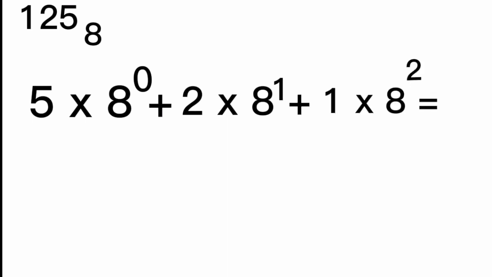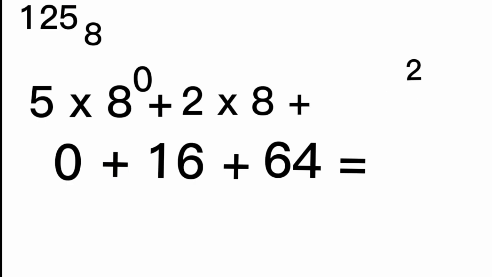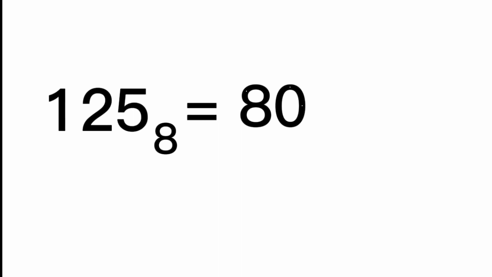Next we're going to add these numbers. So we have 5 times 8 to the power of 0, which is 5. 2 times 8 to the power of 1: 8 to the power of 1 is 8, then you times 2 is 16. Then 1 times 8 to the power of 2: 8 times 8 equals 64. Then you total it all. Since 5 plus 16 plus 64 equals 85 in the decimal system. So that is how you convert octal to decimal.